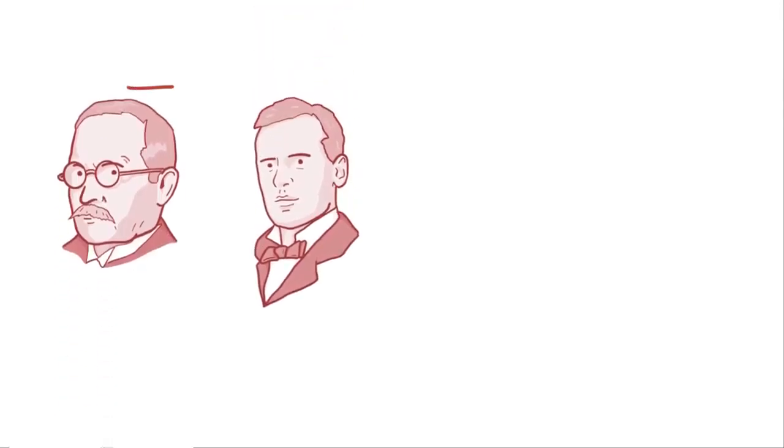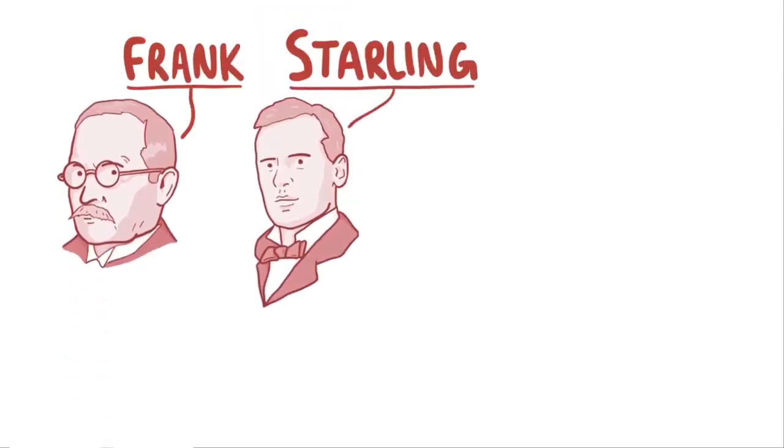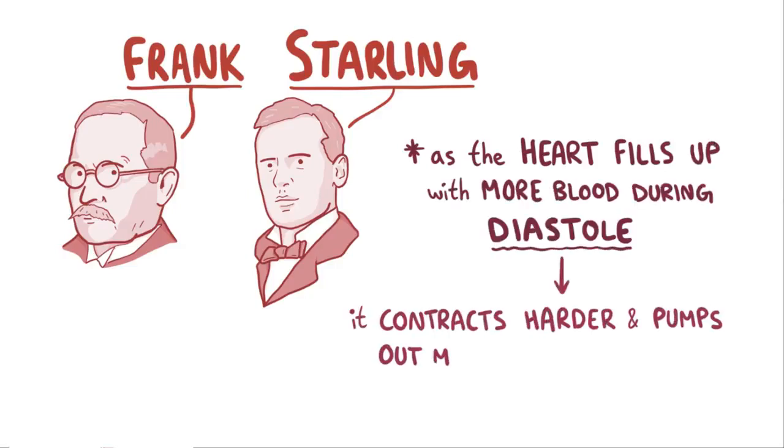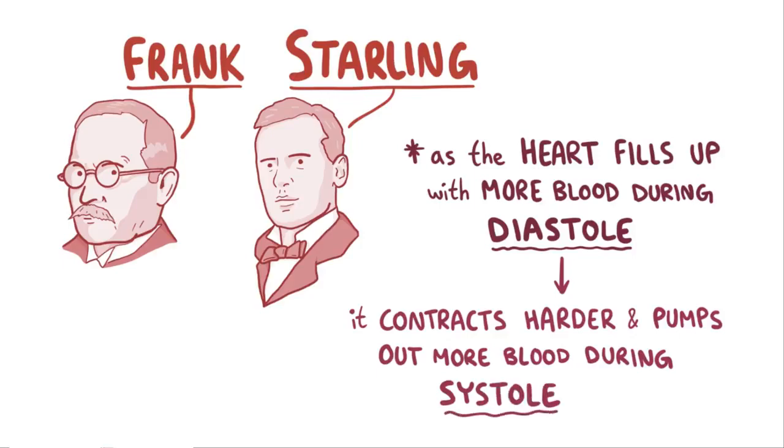More than a century ago, two physiologists, Otto Frank and Ernest Starling, discovered that as the heart gets filled up with more blood during diastole, it contracts harder and pumps out more blood during systole. Naturally, they came up with the Frank-Starling law to explain this relationship.